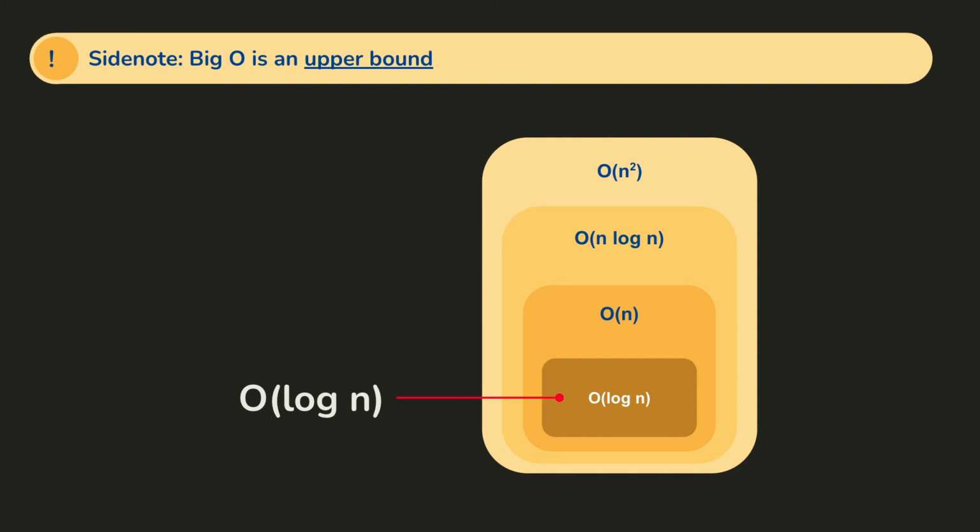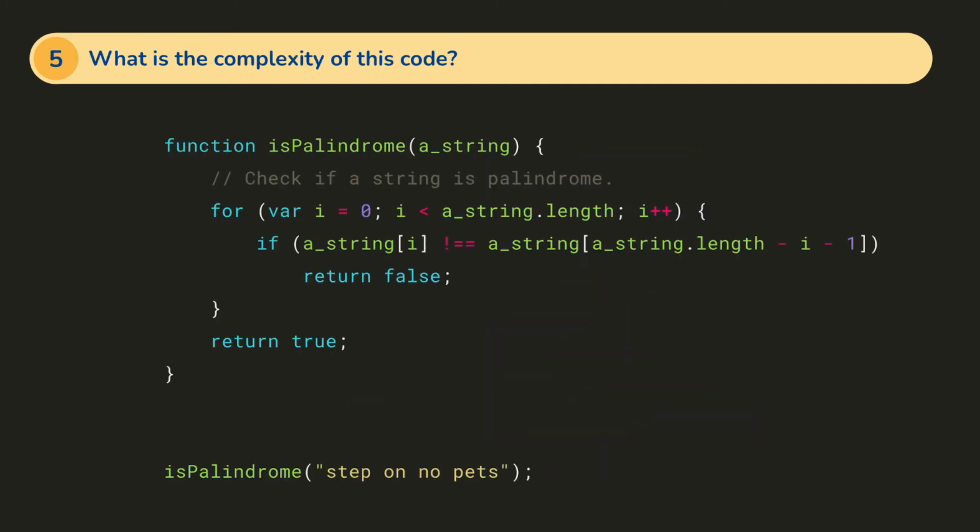In the final exercise, we are analyzing this function which takes a string and determines if the string is a palindrome. A palindrome is a sequence that reads the same backwards as forwards. For example, step on no pets is a palindrome because backwards the string is still step on no pets. What's the complexity of this code? Pause before the hint.